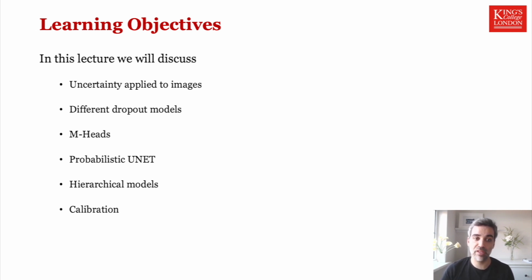We're going to be looking into other ways to estimate uncertainty, but we're also going to see how we apply these methodologies to imaging data, because that's one of the main topics that we have in this specific module. We're going to look into different dropout models, into using something called M-heads, where you have multiple hypotheses, probabilistic U-Net, hierarchical models, and how we calibrate uncertainty.